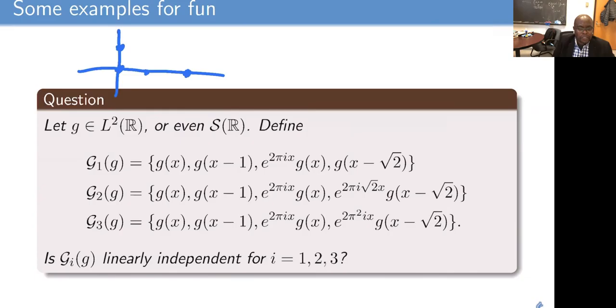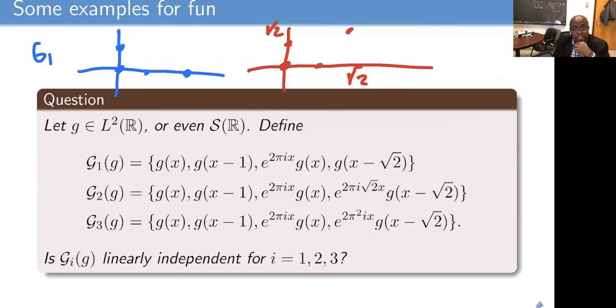And then G2, let's change the color for G2. I do the same thing, except that I take (0, 1), (1, 0), (0, 0), and then (square root of 2, square root of 2). So something like this. This is square root of 2, and this is square root of 2 as well. So that's the second example. I take these four points, look at the translation in time and the modulation in frequency by these four points of a function G in L2 or even a Schwartz function, and I want to decide if this set of four functions is linearly independent.